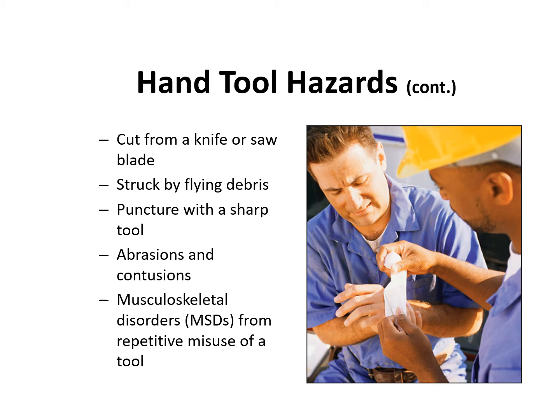Puncture wounds from a pointed sharp tool, such as a screwdriver. Abrasions and contusions from striking your thumb with a hammer or from a slipping wrench when your knuckles strike a nearby object. Repetitive misuse of tools, for example, awkward grip, excessive grip, or an awkward position, can lead to musculoskeletal diseases.